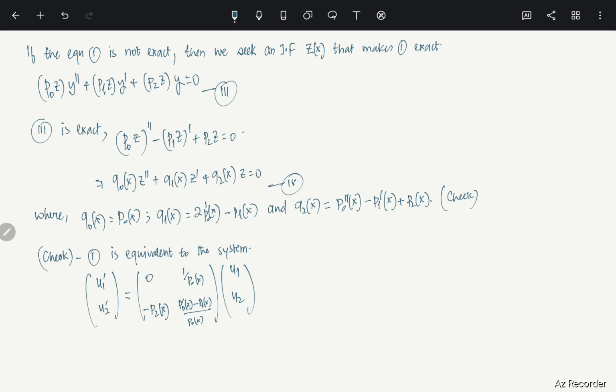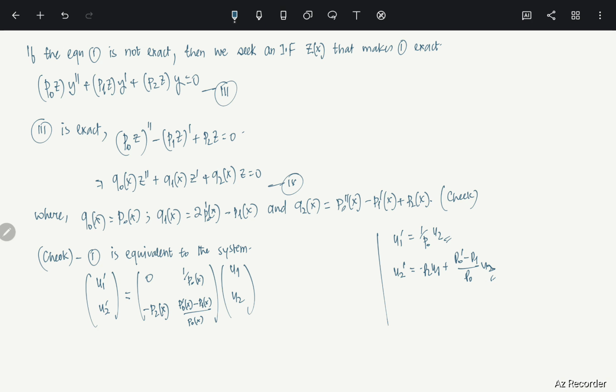You see, first of all, what is u1 prime? It is nothing but 0 times u1 plus 1 by p naught times u2. Clear? And the other part, u2 prime, is minus p2 times u1 plus p naught prime minus p1 by p naught times u2, right? So you put this expression here, and after that calculate it, you are going to get it. It's very easy. So please check this part. This is for you to check.